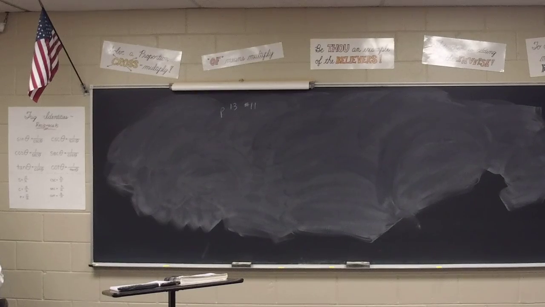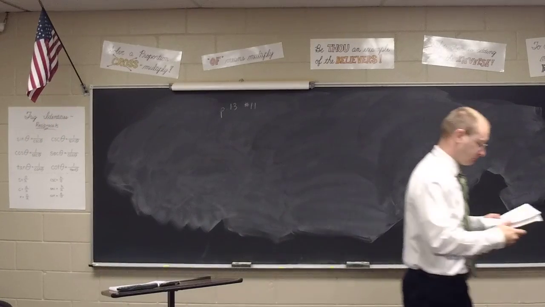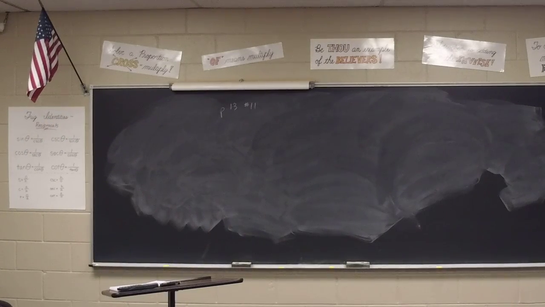Finished? I'll check in just a second. So missing side is, what does that say? 44. Oh, you forgot to take the square root. Okay, so that means these are all wrong. Let's take the next one.